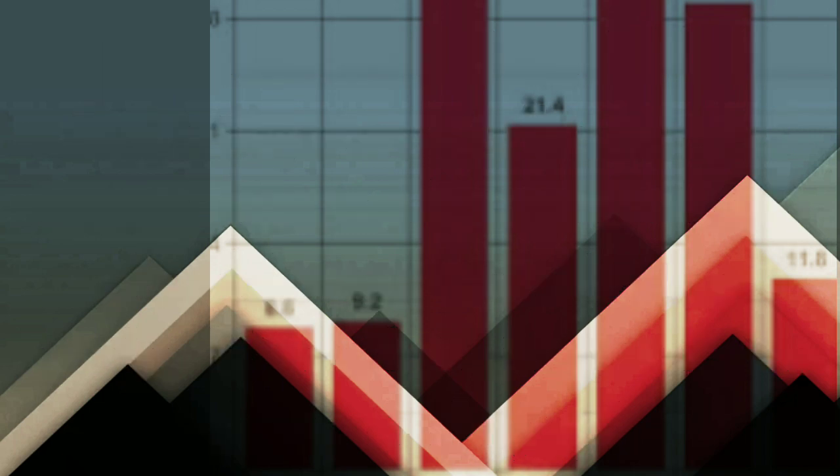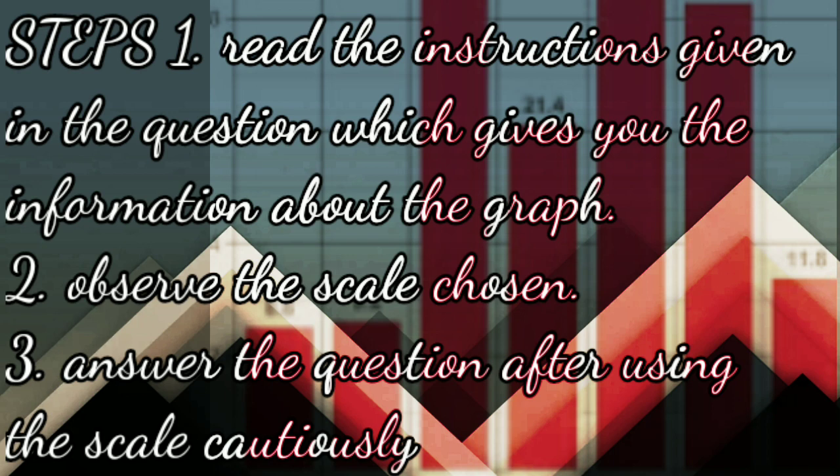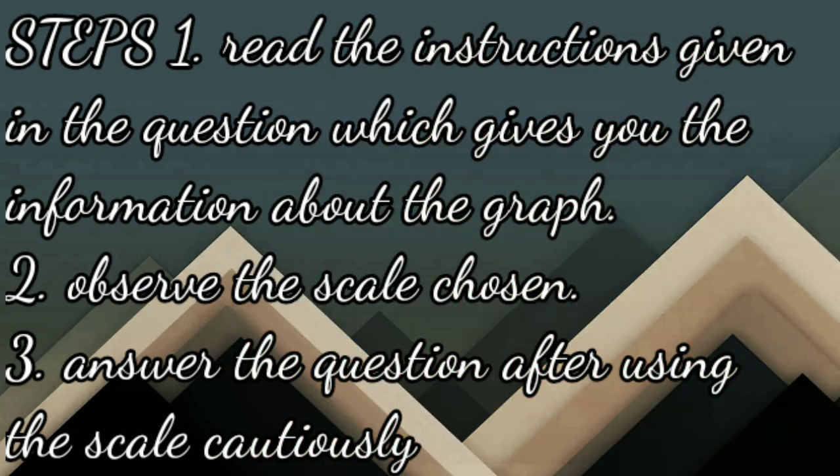So first we take the example of interpretation of bar graph, and what are the steps for the interpretation. First of all, you have to read the question, because before the bar graph, whatever instructions are given to you give you the idea about what the bar graph refers to, that is what it is related to. Secondly, you have to go with the scale chosen. If any scales are chosen, you will learn it as I give you the example, and after that you will start answering the questions. So let's take the example here.